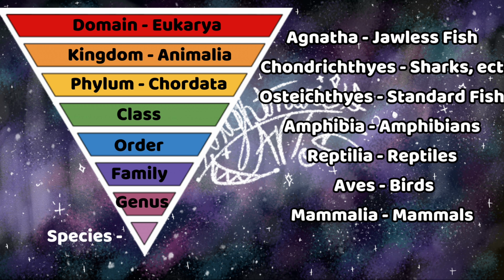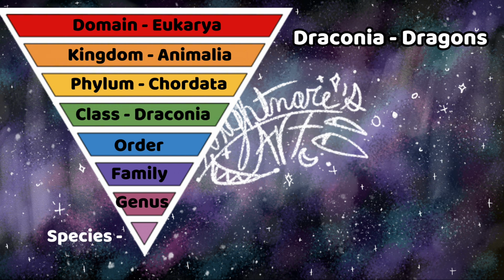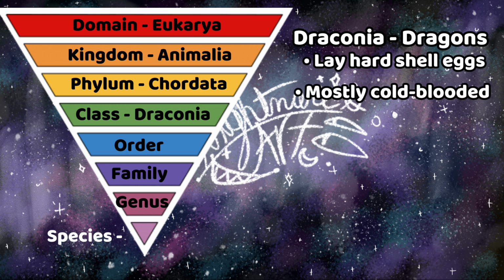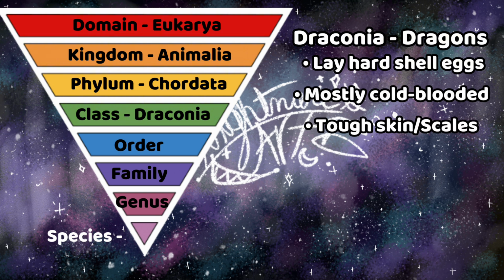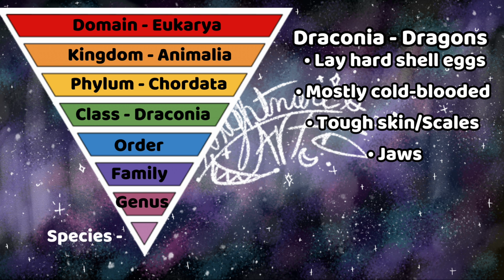Yes, I know, not all dragons have scales, and some of them can have feathers. It's another reason why dragons are their own class, called Dragconia. I decided to make the traits under it that they lay hard-shelled eggs, they are mostly cold-blooded, they have tough skin and or scales, they have jaws. Also, a side note, being cold-blooded or warm-blooded is actually a spectrum, but it's a base descriptor for these categories that are still used in science.